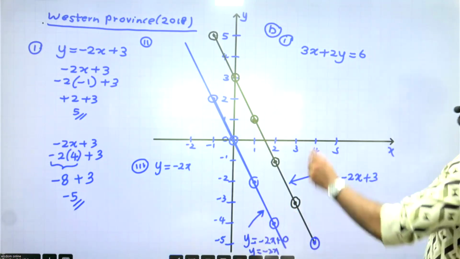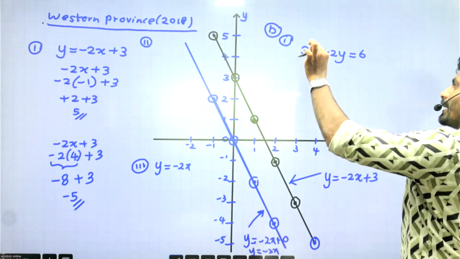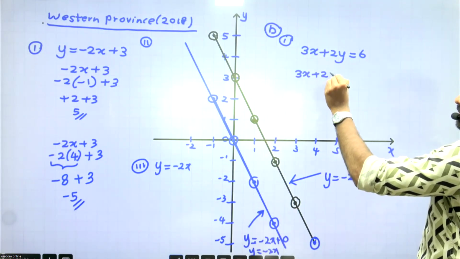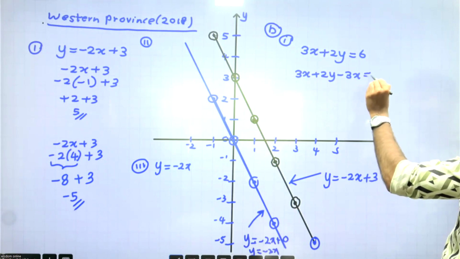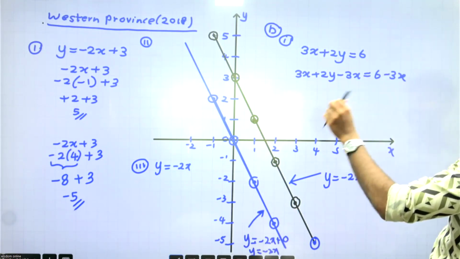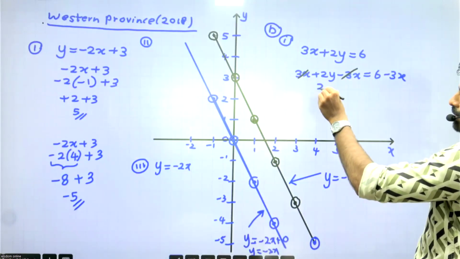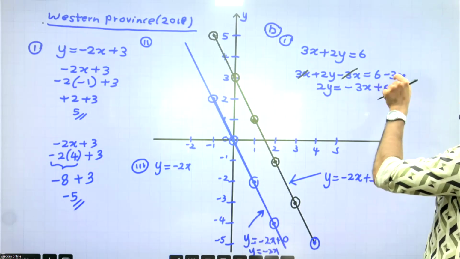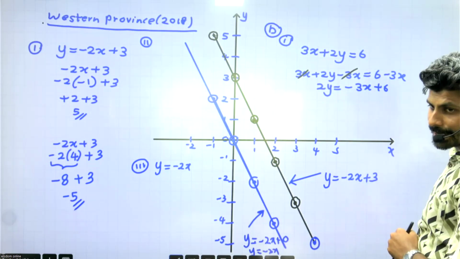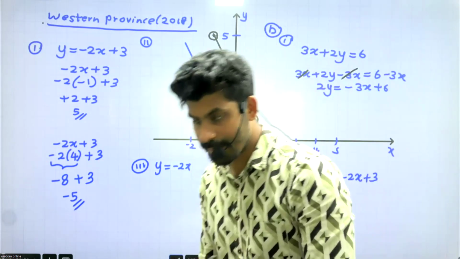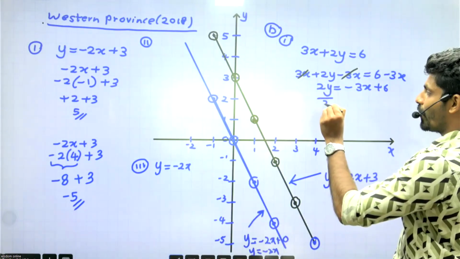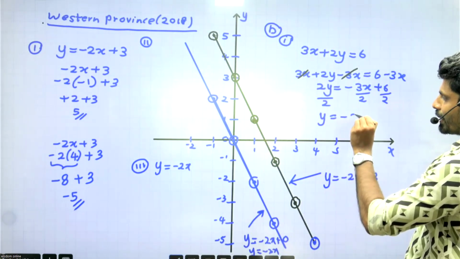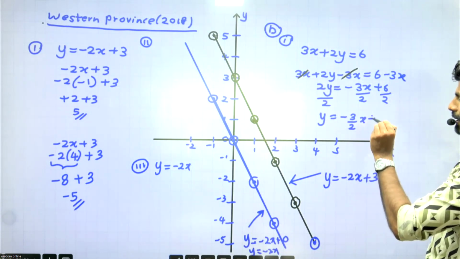That means first we need to remove plus 3x. How to remove plus 3x? Minus 3x from both sides. 3x and 3x cancel out. 2y equals minus 3x plus 6. Now we need to make y the subject, so we divide all the terms by 2. Y equals minus 3 over 2 x plus 3, since 6 divided by 2 is 3.